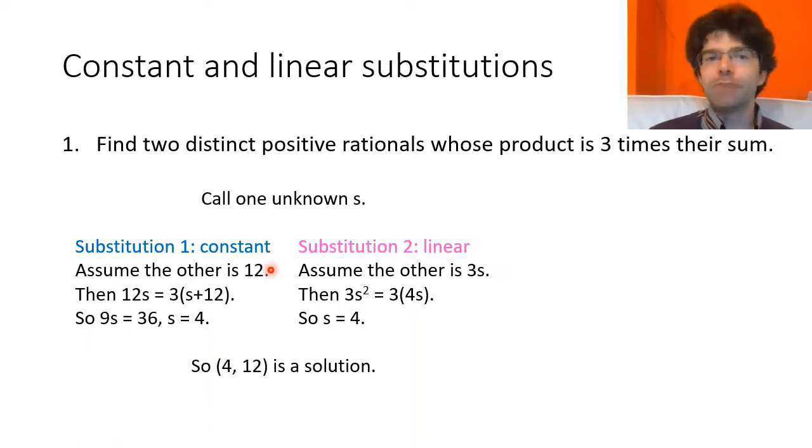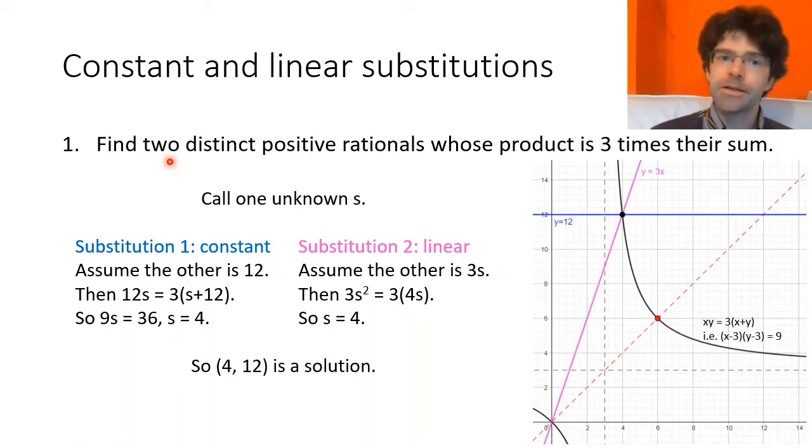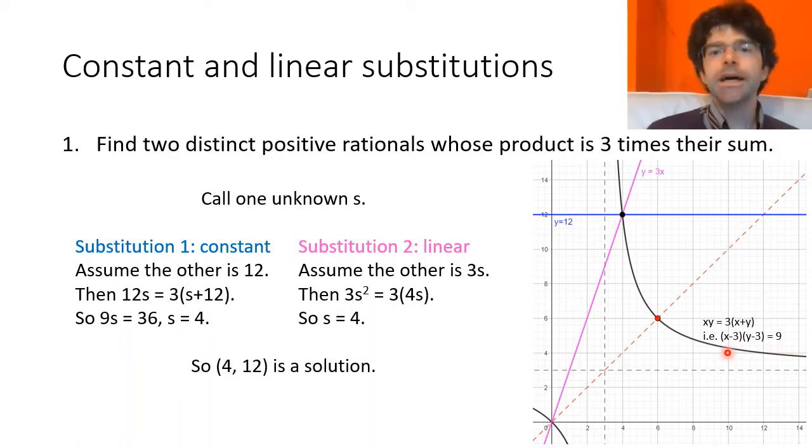We could kind of try and rate them using modern techniques just for a moment. If we think of the problem as involving two variables, xy equals 3 times x plus y, we can draw a graph of that. If I had to sketch it, I'd rewrite it in the form x minus 3 times y minus 3 is 9. And that shows that we're basically dealing with the shape of y equals 1 over x, but it's expanded a bit and shifted to be centred on the point 3, 3. So anyway, here it is, the graph.